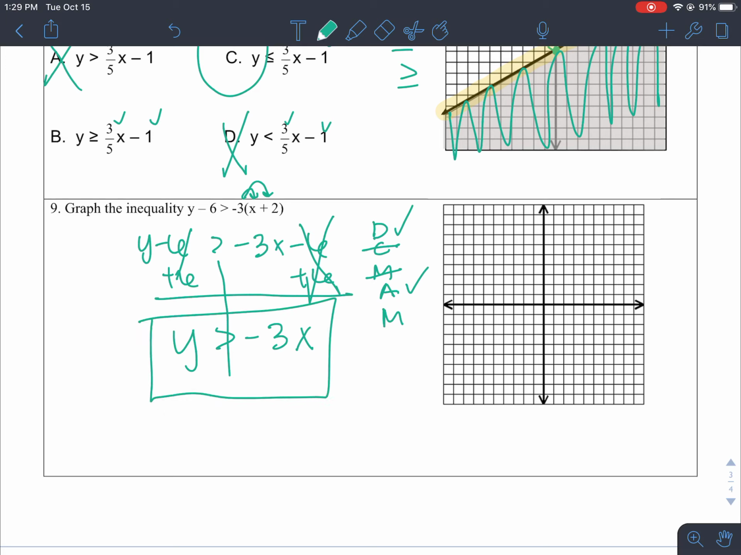To go ahead and graph that, I know I have a y-intercept of 0. And my slope is going to be -3. It's going to be a dashed line. And it says y is greater than, so I'm going to shade above the line.